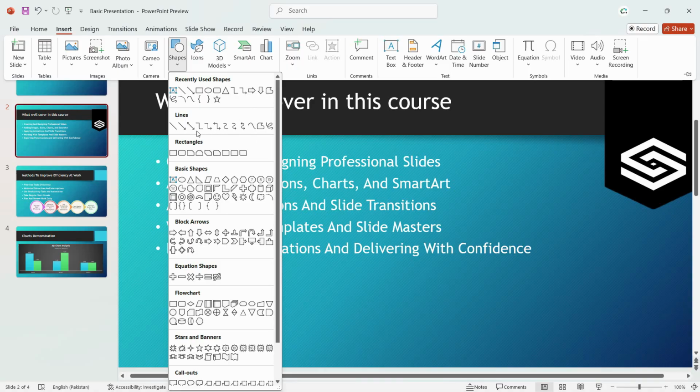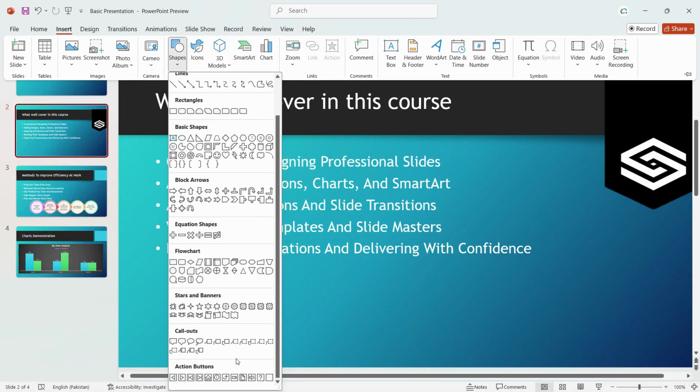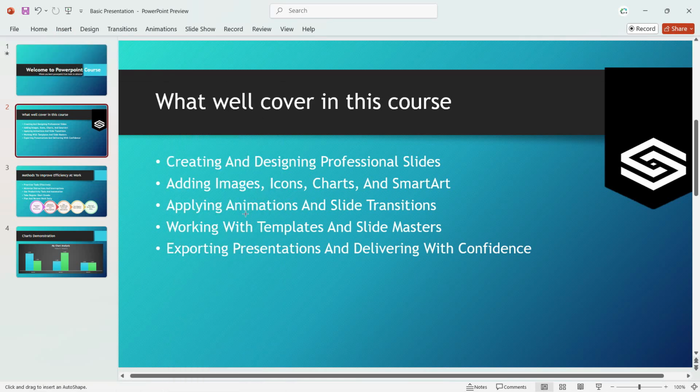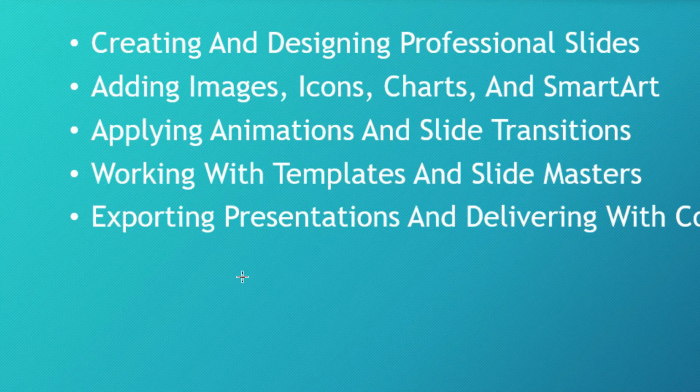We have these lines kind of things. We have different shapes. We have different equation shapes as well. So you can explore all of this. But let's say that we want to insert an arrow. As soon as we click on it, it inserts nothing. Rather, it changes the cursor sign to this.